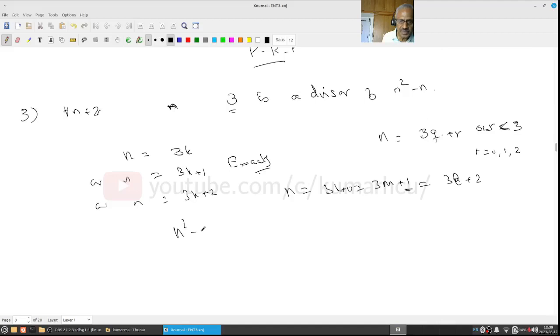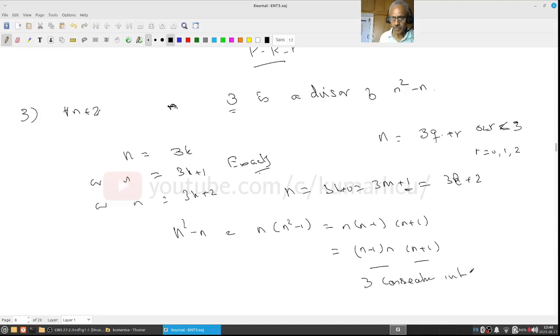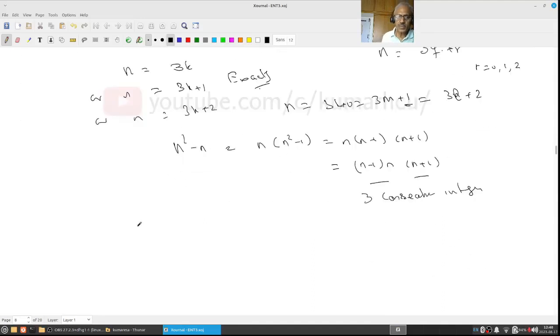Now what is n squared minus n? Algebra taught us this is nothing other than n into n minus 1, that is n minus 1 into n into n plus 1, right? Now therefore these are three consecutive integers, right? So what are the possibilities? Suppose n equal to 3k, then this is divisible by 3. If n is 3k, this will be n minus 1 into 3k into n plus 1, therefore 3 times something, therefore this is divisible by 3.